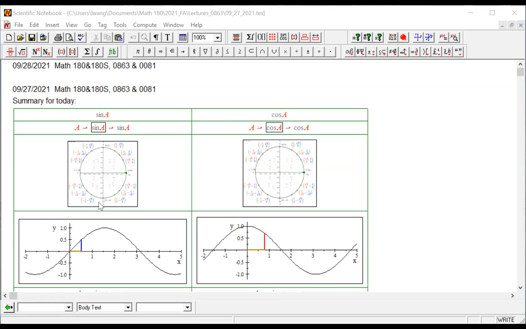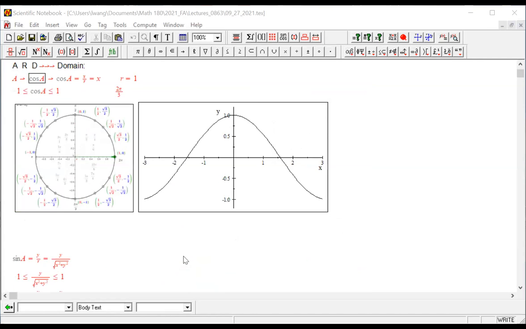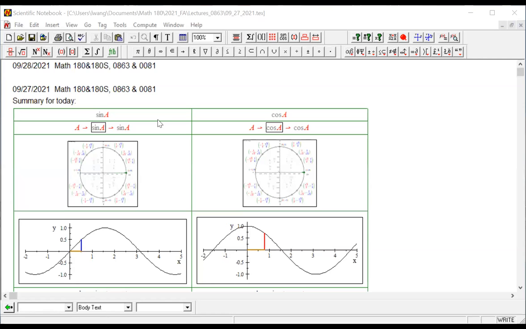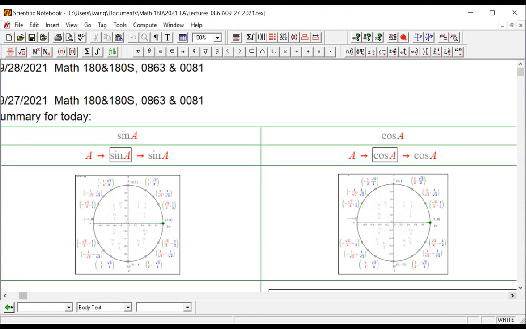Yesterday we did sine and cosine, from ARD to the curves and domain and range. Do you guys have any questions? I definitely have assigned you some homework, so please do it. That would help you to understand the lectures.